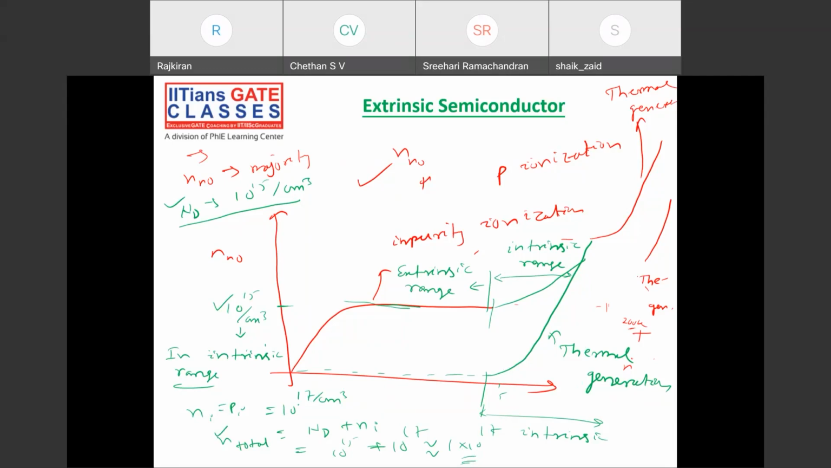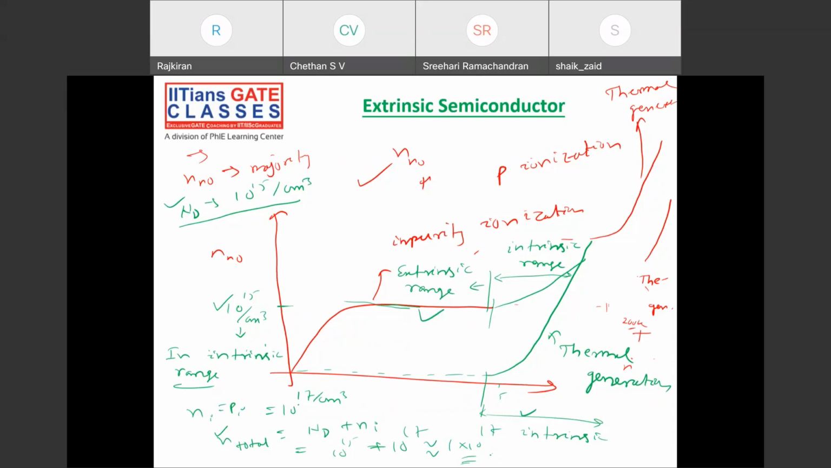So the total electron concentration will be approximately equal to the intrinsic concentration, and we have lost the extrinsic property. That's why we say we have entered the intrinsic range. So this is my intrinsic range, and this is my extrinsic range. In the intrinsic range, my total Ni is equal to Pi.